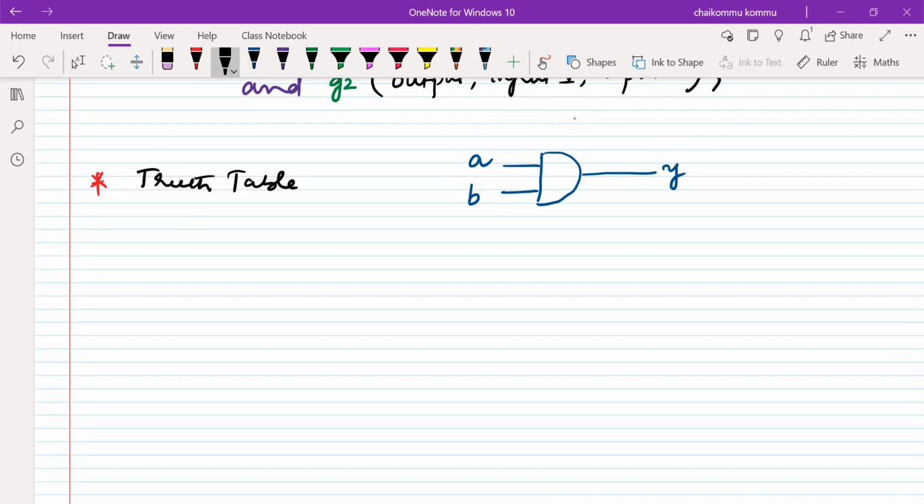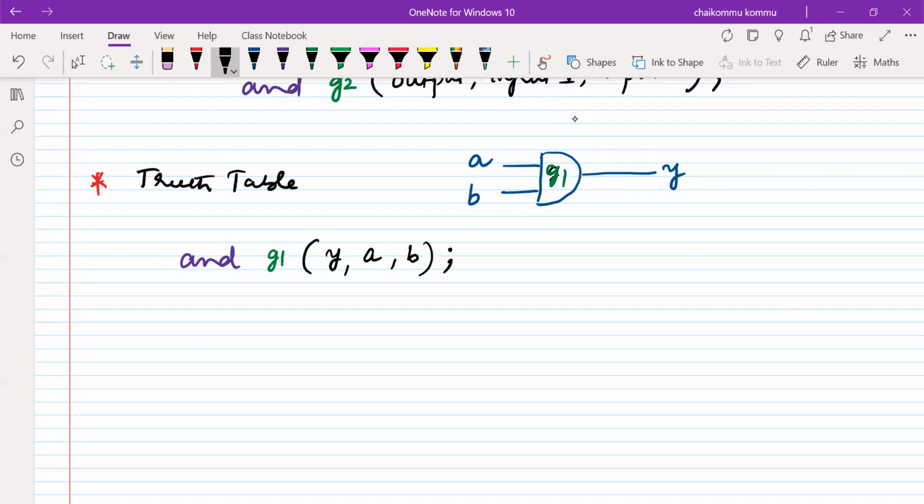How do I write a program for this one? I'm going to write it in this way: and, the name of this gate is, for example, G1. So the variables I'm using here are Y, the output, I need to write first, and then one input and another input. This is the statement that I should write.